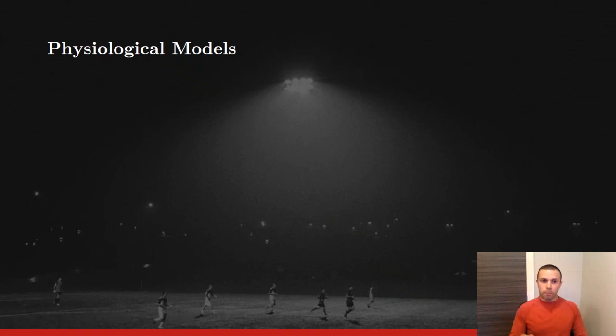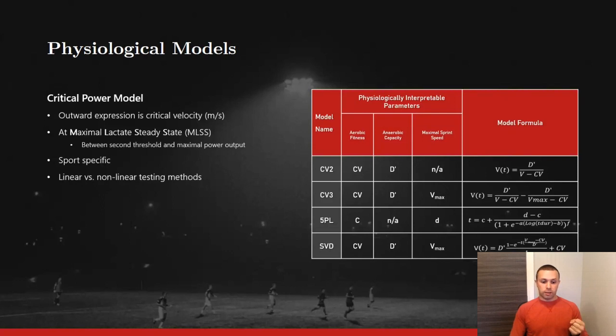So what do we need to know about our soccer player? Well, we need to know his fitness levels, and we need to know his overall ability. So estimating his fitness levels will come from the critical power model. The critical power is defined as the power output that can be sustained indefinitely. It's defined as being at or just above second threshold.